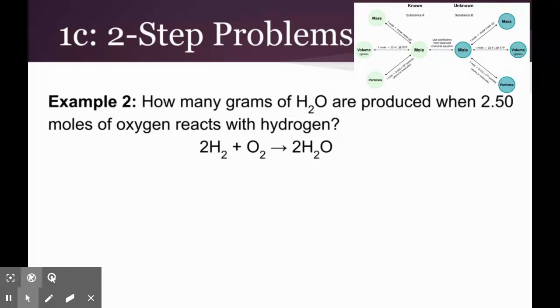Now, example number 2 says how many grams of H2O are produced when 2.5 moles of oxygen react with hydrogen. So our given information is 2.5 moles of oxygen. So we know moles of oxygen for our known. And the problem is asking us to find grams of H2O, which is mass of our unknown. So again, we're going from moles of our known to moles of unknown for step 1, and then moles of the unknown to mass of the unknown for step 2. So write down your given information.